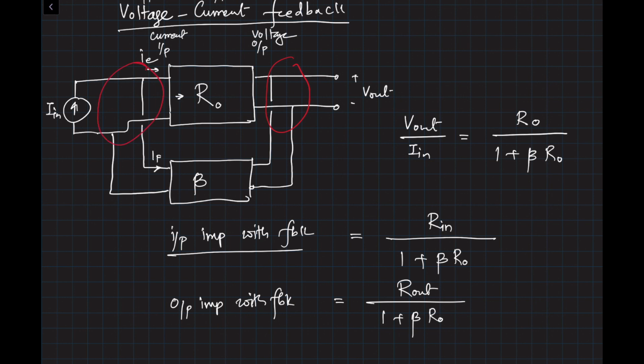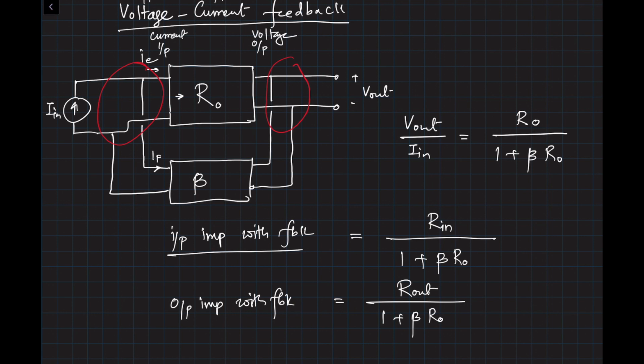Similarly, at the input also you see that there is a current being summed in, so it's a parallel connection, if you will. So whenever you see a parallel connection, then that particular input impedance will reduce by 1 plus beta times A or R or whatever parameter. All right.